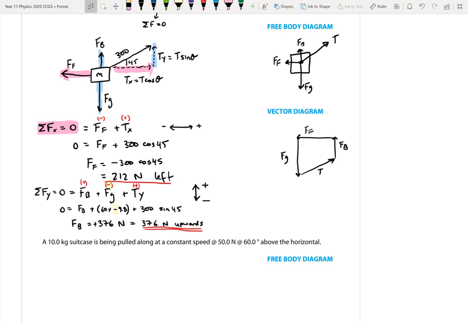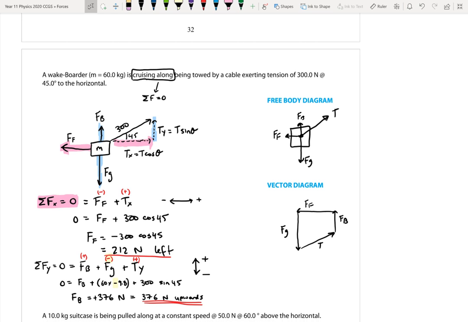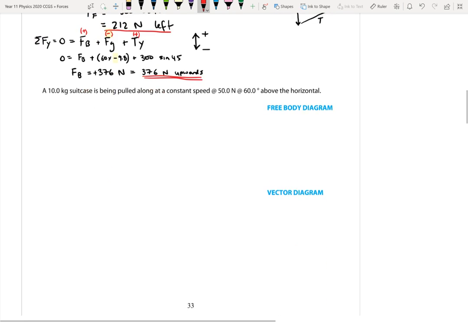It will only be that measurement for those values given. If we changed friction, if friction was too big, he would start slowing down. If friction was too small, he would speed up. If the buoyant force was less, he would be sinking into the water. If the buoyant force was more, he would be rising out of the water. But we were told cruising along at a constant speed. Okay?